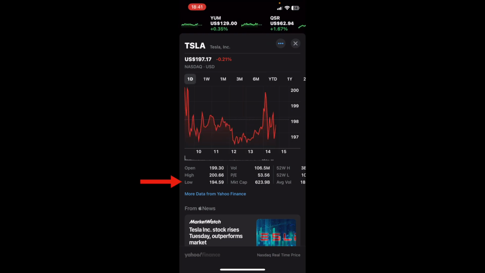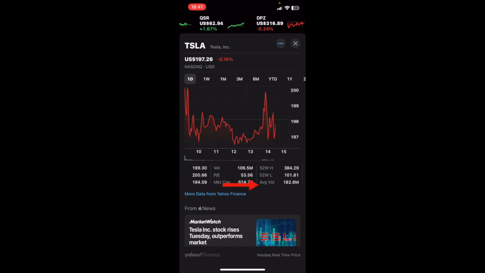It reached 266. Its low for the day was somewhere down here. Somewhere there. If we have a look at the volume, that is the amount of shares that are traded in that day so far. If we have a look at average volume, that's the 182 million. That's how many generally are traded in a given day on average.